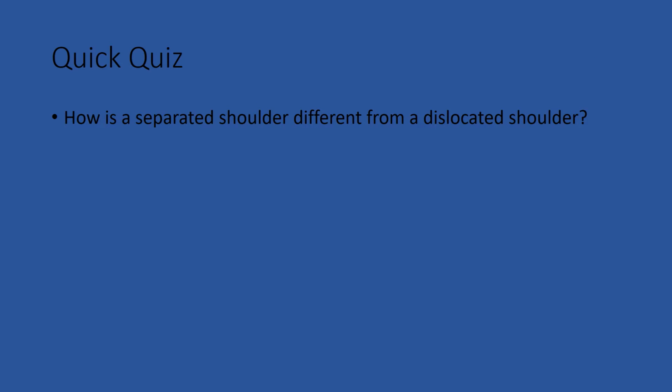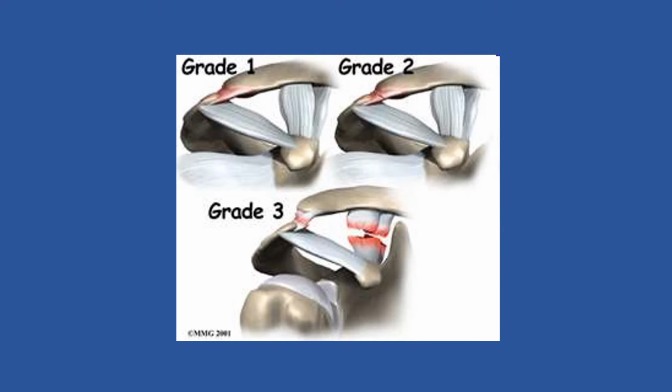So a common thing that people don't understand is that a separated shoulder is dramatically different from a dislocated shoulder. A separated shoulder is actually a separation of the acromioclavicular joint, that AC joint where the clavicle comes into the acromion, which is the upper part of the shoulder blade.